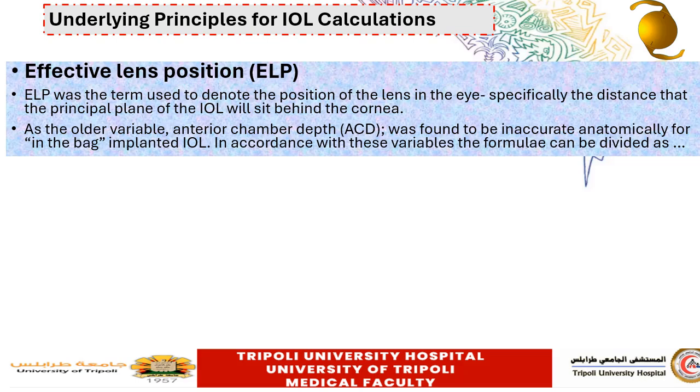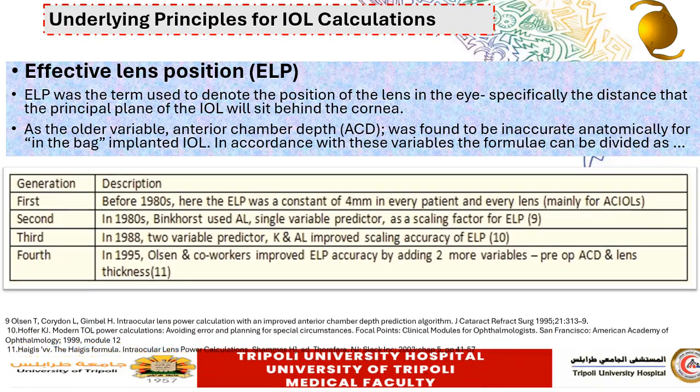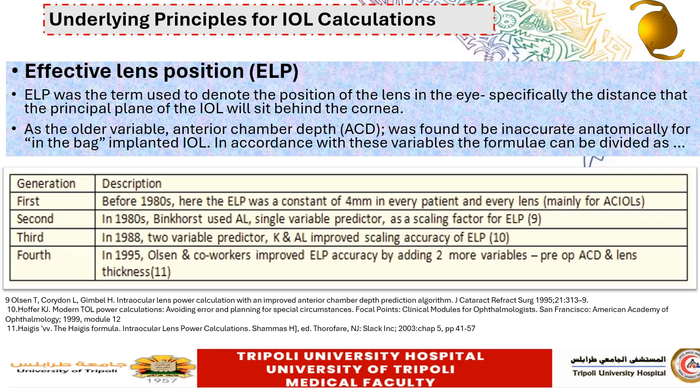In the initial formulas of IOL calculation, the first generation was not doing any prediction for this effective lens position, as they used a fixed value of 4 millimeters, because at that time only anterior chamber IOLs were implanted and the exact location of the lens was known, as in the anterior chamber. However, the second, third and fourth generations all did their best to accurately predict the effective lens position, utilizing different variables and different regression analysis formulas. So all the recent formulas now do their best to precisely predict the effective lens position, utilizing different factors, different A constants and different measurements in the eye. And they compete in the accurate prediction of the effective lens position.